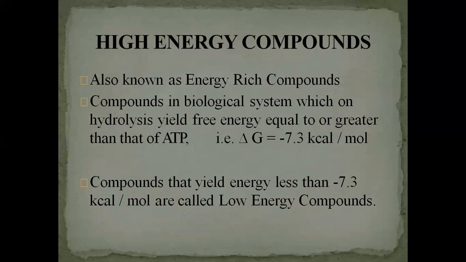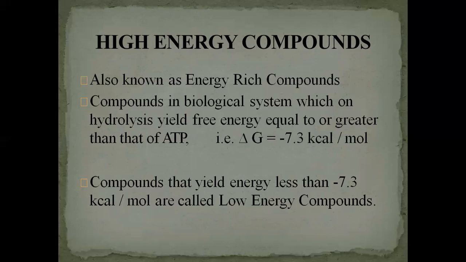Now the last topic of this chapter, that is high energy compounds. These high energy compounds are also known as energy rich compounds. These are the compounds present in a biological system which on hydrolysis will yield free energy equal to or greater than -7.3 kilocalories per mole. If we talk about the energy released during the breakdown of ATP, as we have discussed in the last slide, if the energy is released, then the value of delta G will be denoted by a negative sign, as shown here in the ATP breakdown.